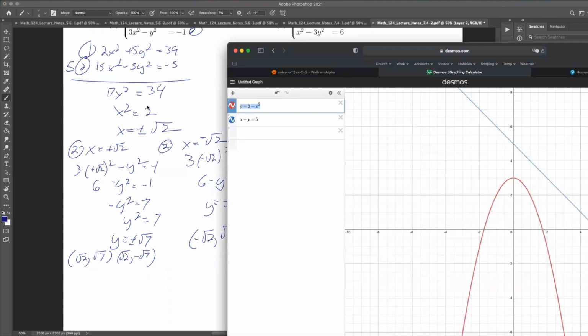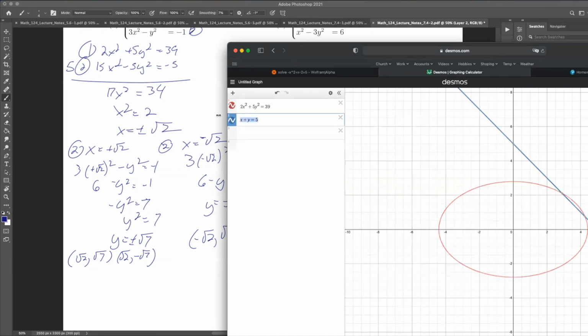And so what are we looking for? We're looking for intersections. So I have 2x squared plus 5y squared equals 39. So here we have an oval, or an ellipse, technically an ellipse. Technically in math, an oval has straight edges and quarter circles at the end.